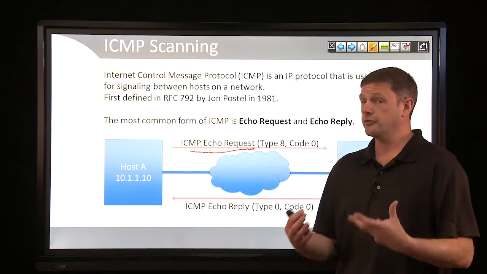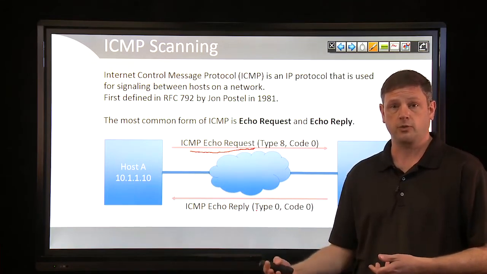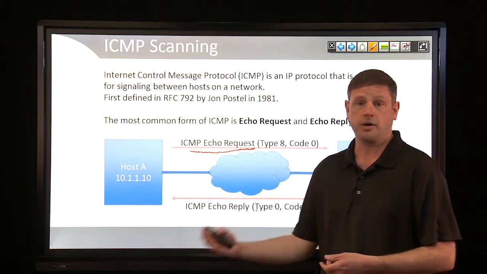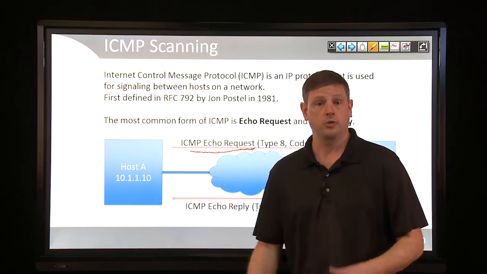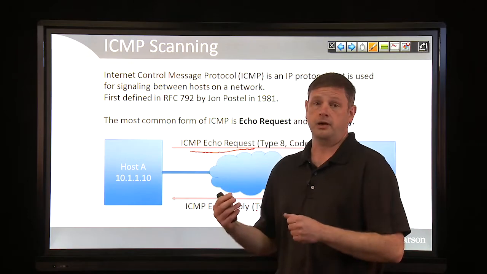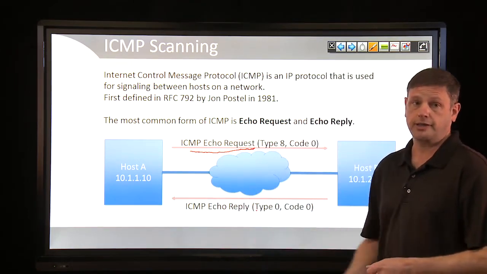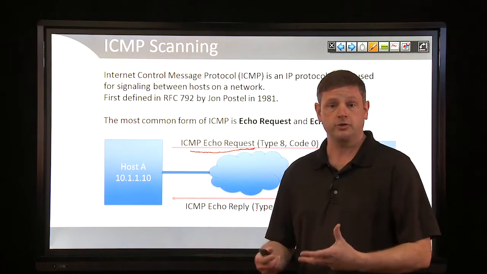Now, more often than not, you're not going to get a reply because of a host-based firewall or a network firewall that's in the path. However, if you are on the same LAN segment and that system does not have a firewall running that is blocking ICMP, then you should expect to see an echo reply. And that tells you that the host is alive, it is running.